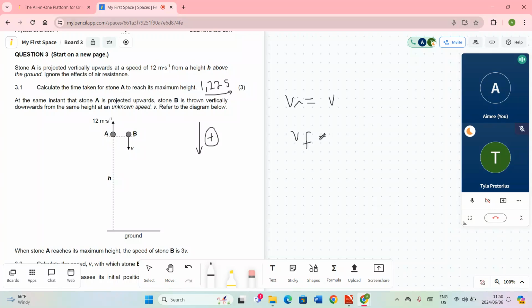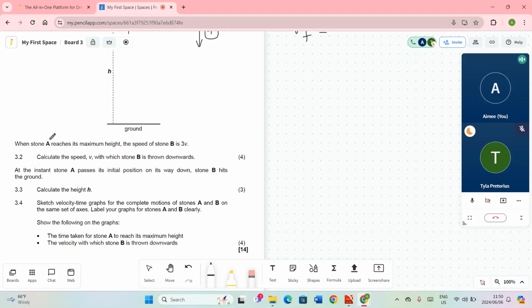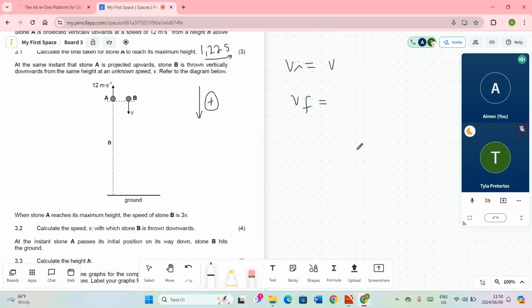VF: when stone A reaches its maximum height, the speed of stone B is 3v, so let's take VF as 3v. Acceleration is 9.8 meters per second squared. In this case down is positive, so we don't have to make it negative. V is what we're calculating, so we need some other parameter. We can't have all of them unknown. So what is our time?